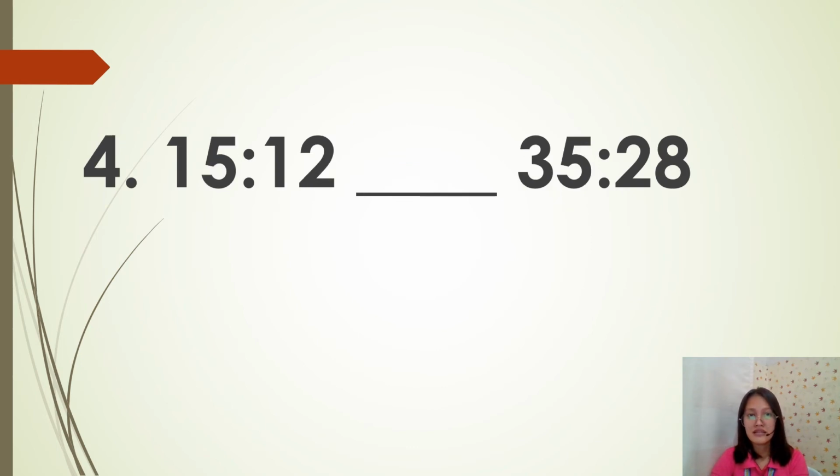And then, number 4. So, tingnan naman natin si number 4 if they are equal or not. Again, simplify each term. Ano po yung GCF ni 15 and ni 12? Correct, we have 3. So, 15 divided by 3, that is 5. And 12 divided by 3, that is 4.